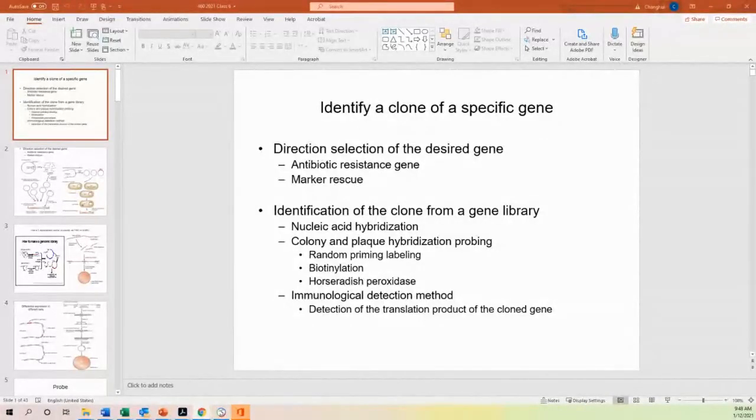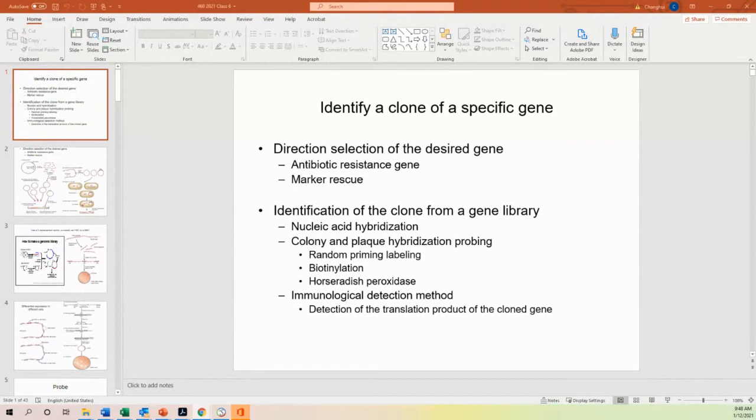So in the past few classes, we discussed how to prepare the cell, purify the DNA, perform the precision digestion and ligation, and transform the recombinant DNA molecule into the cell. The next step is to identify a clone of a specific gene that we need. So today we will go through this topic.